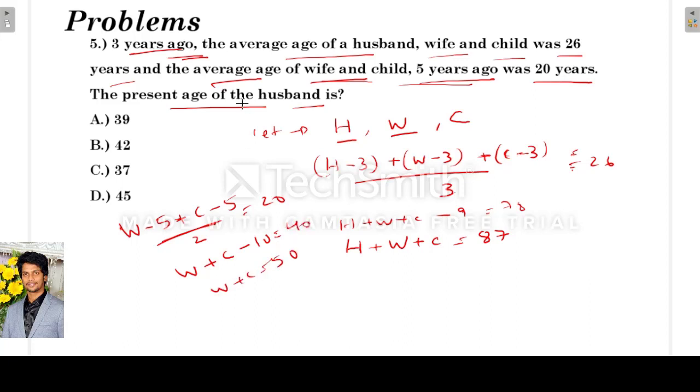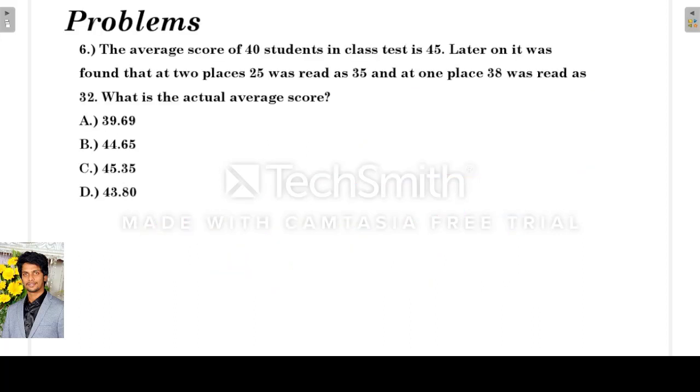So now they are asking the present age of husband. So here H, substitute W plus C is 50, right? So 50 is equal to 87. Therefore H is 37. C is the right answer. Next.